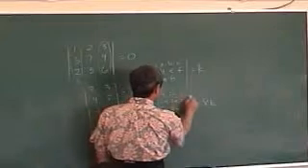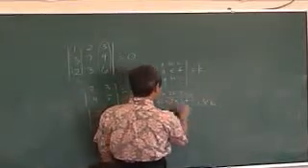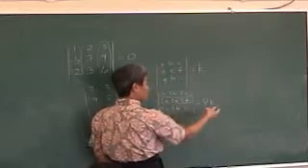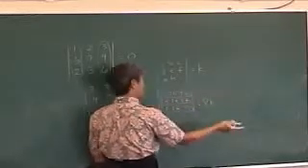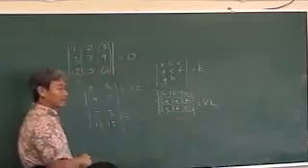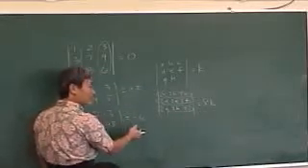Because if you multiply this row by 2, the whole thing gets multiplied by 2. And then you multiply this row by 2, it gets multiplied by another 2. Then you multiply this row by 2, it gets multiplied by another 2, so that's why it gets multiplied by 8. Anytime you multiply a row by a number, you multiply the determinant by the number.